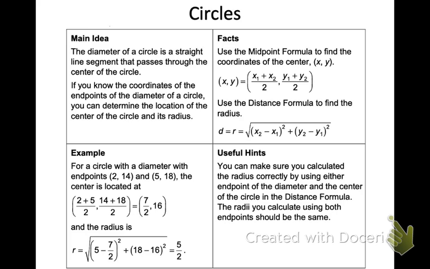The diameter of a circle is a straight line segment that passes through the center of a circle. Basically, we've all worked with circles in geometry. Let's say I have a circle that looks like that. This black line should represent my diameter. Everybody good with that? You recognize that, right?